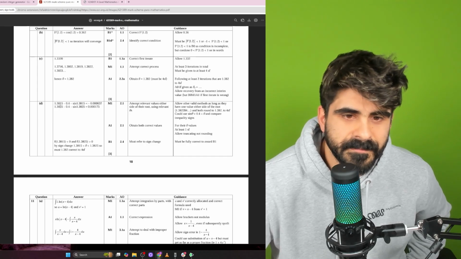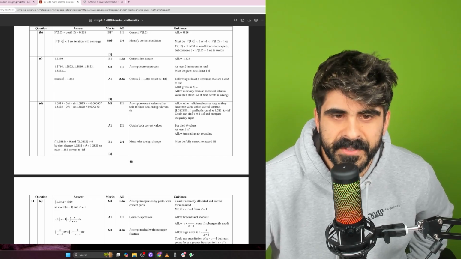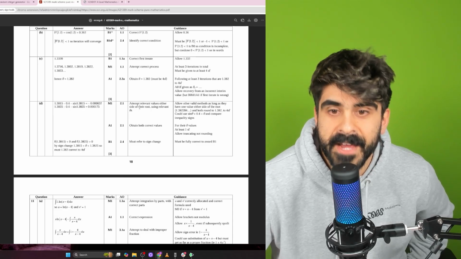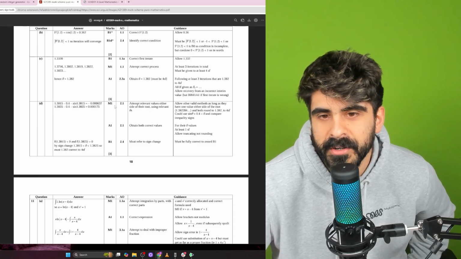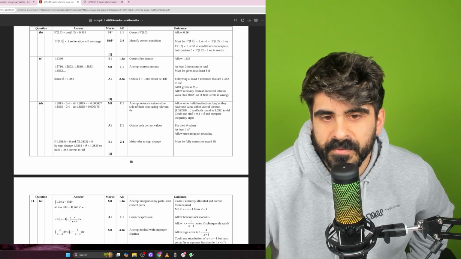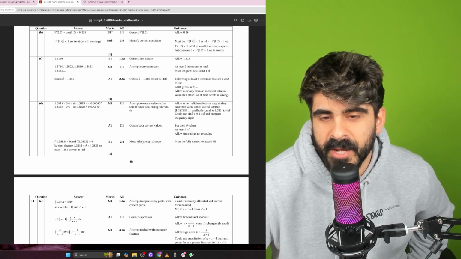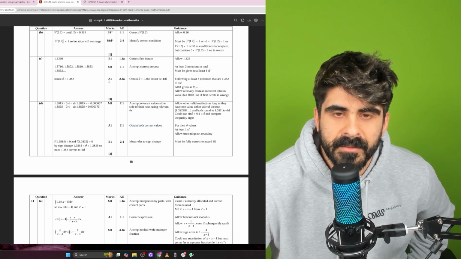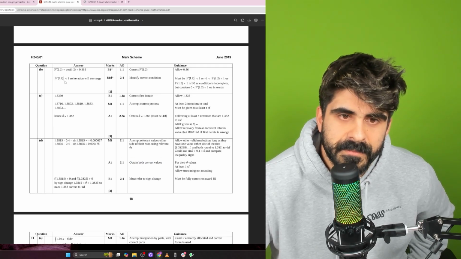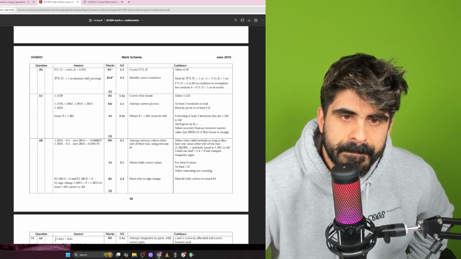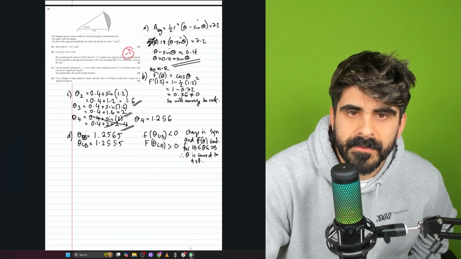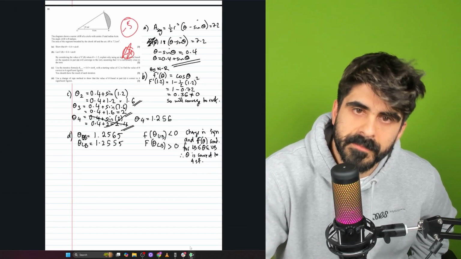Well, let's see if I can get something in part D. Attempt relevant values either side of their root. Okay, so I did do that, 1 mark. Must refer to sign change. Okay, cool. So I'm going to give myself the mark there. So I'm going to minus 1, minus 4, minus 4, minus 5. I'll minus 5 there. So minus 5 overall.